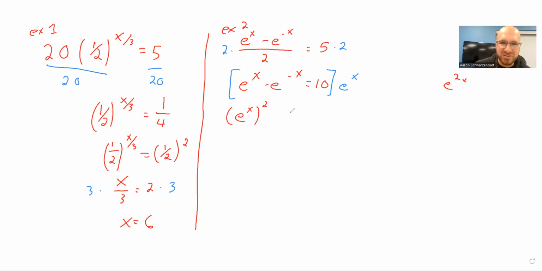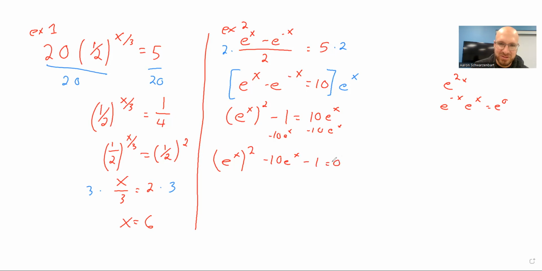I'm writing it like this for a reason. e to the x times e to the negative x: when I multiply these, I add the exponents and I get e to the 0, which is just 1. And then 10e to the x. I'll subtract the 10e to the x to the other side, and I get e to the x squared minus 10 e to the x minus 1 equals 0.